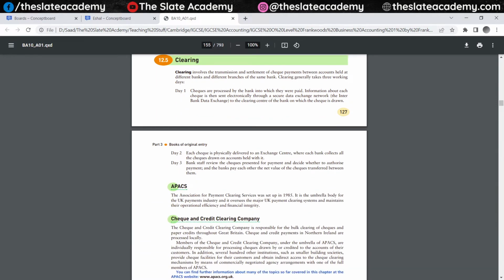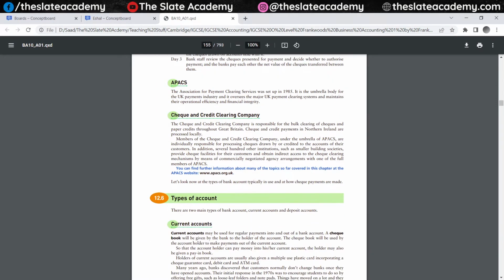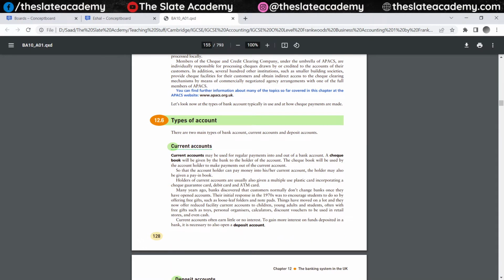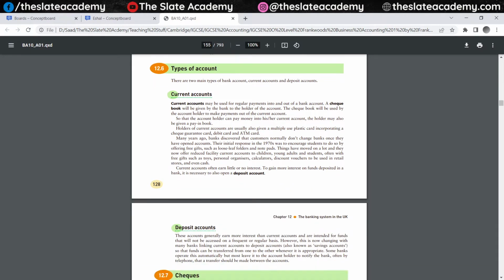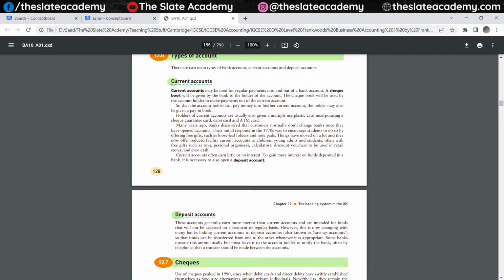Acha ji. Then there is this system of clearing. For clearing, let's hold that for a bit. First, we'll do checks and then. For banks, there are a few types of account. First of all, there is current account.